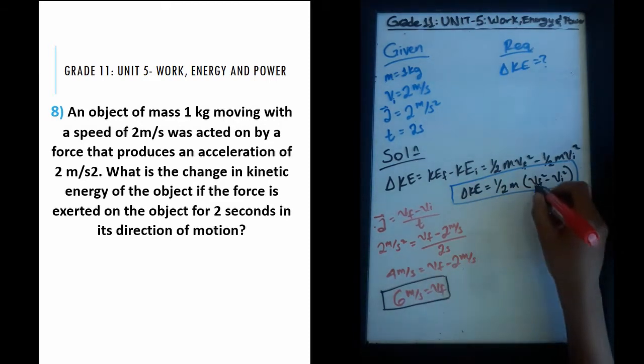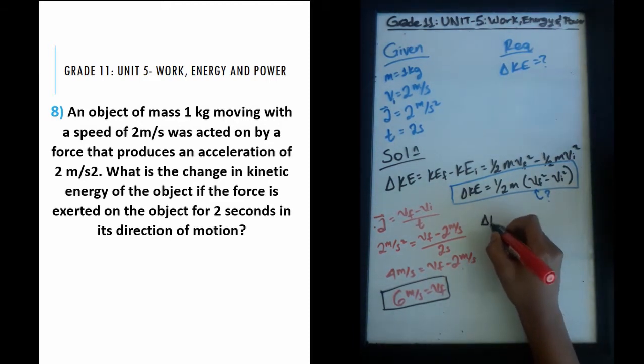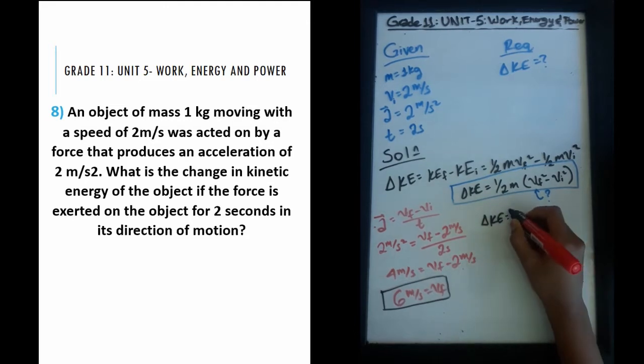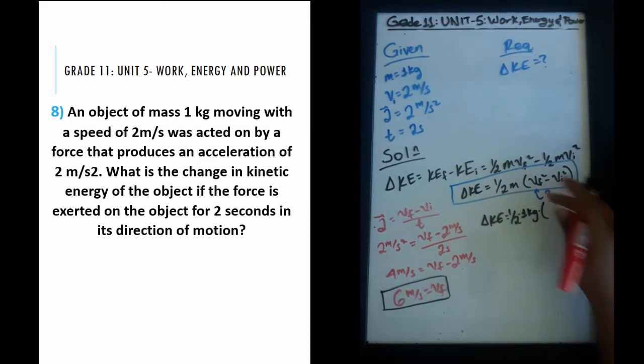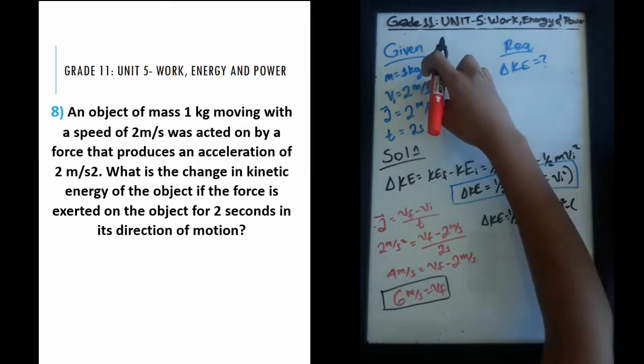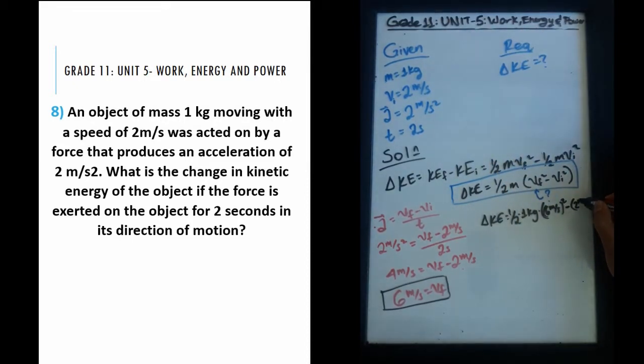So we're going to just plug in that value here and find that the change in kinetic energy is equal to half the mass, which is 1 kg in this case, times the final velocity, which we just found here to be 6 meters per second, minus the initial velocity, which we already knew to be 2 meters per second. Oh, I don't know if you can see that.